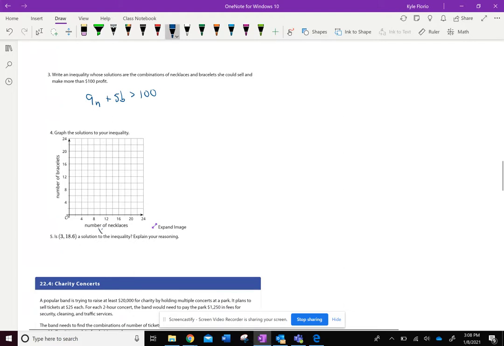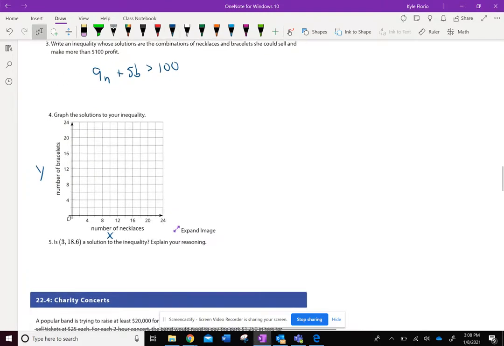So it looks like the x-axis is the number of necklaces and the y-axis is the number of bracelets, and it wants us to graph the solution. I'm going to do what I did before. If I sell 0 necklaces, then I could only sell bracelets, and if I wanted to make $100, then I need to sell 20 of them. Just divide by 5. So if I sell 0 necklaces, as long as I sell 20 bracelets, I'll make $100.